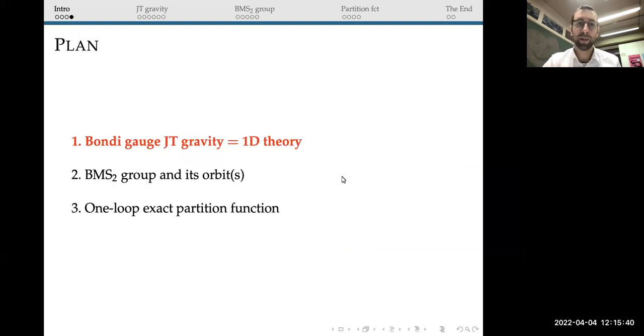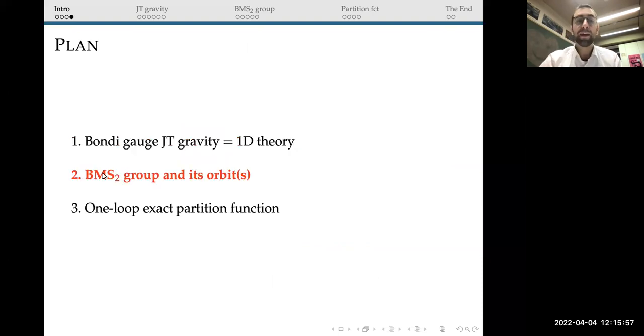Okay, so this is sort of the main message of the talk. And so with this motivation in mind, here's now the plan. The first section is going to be gravitational in the sense that I'm going to introduce JT gravity in Bondi gauge. And I'm going to argue that you can rewrite it as a one-dimensional theory that's closely related to something that's going to resemble the BMS group. Then in the second section, I'm actually going to define a notion of a BMS group in 2D, and I'm going to classify its orbit.